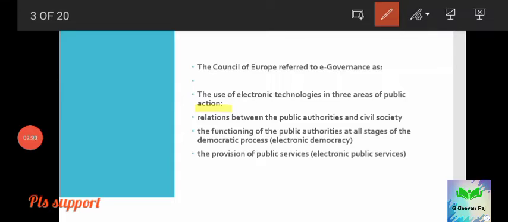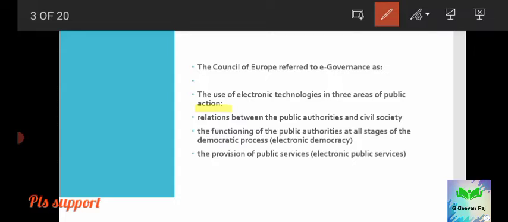So the electronic equipment, information technology, computers or other modern devices can be used for establishing a relation between the public authorities and the citizens or the civil society organizations. And the second area is the functioning of the public authorities at all stages of the democratic process. So the information technology can be used at all stages of the functioning of a government or a public authority.